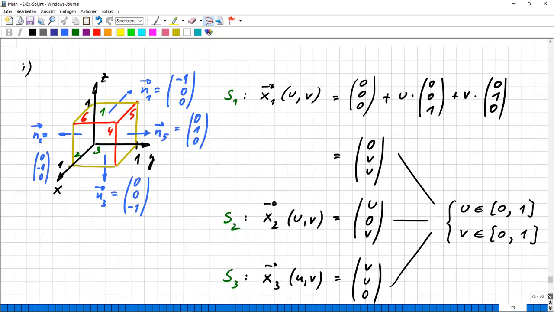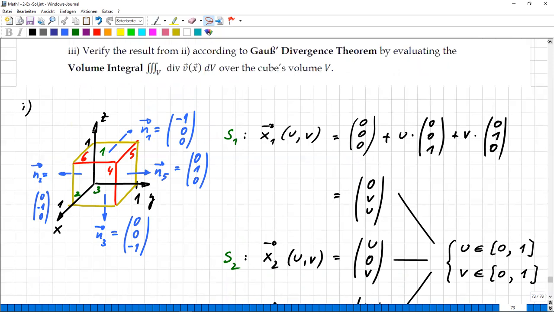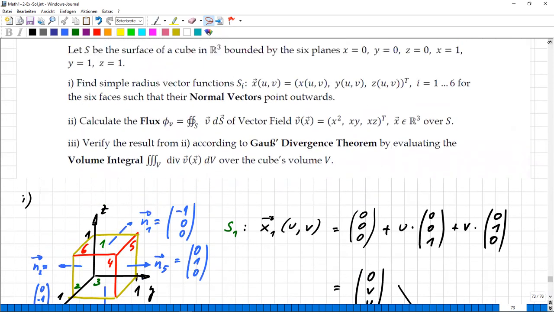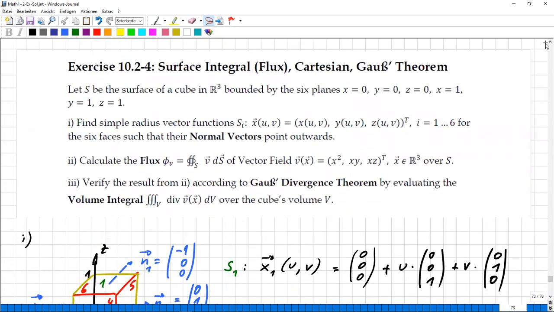So that's what we set up first. And then next time we will try and calculate this total flux integral as a surface integral over the vector field v. So it will take some time, but we'll make it soon.